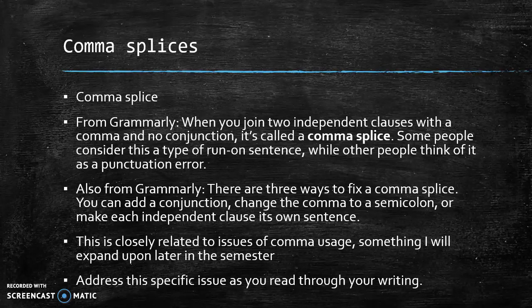How do you avoid it? There are 3 ways to fix a comma splice. You can add a conjunction, change the comma to a semicolon, or make each independent clause its own sentence by putting in a period. There are many students who are allergic to semicolons. I'm not expecting you to show off your use of semicolons. If you do not know how to use one, then don't use one. But it's really, really important that you avoid comma splices so that you are not making punctuation errors.